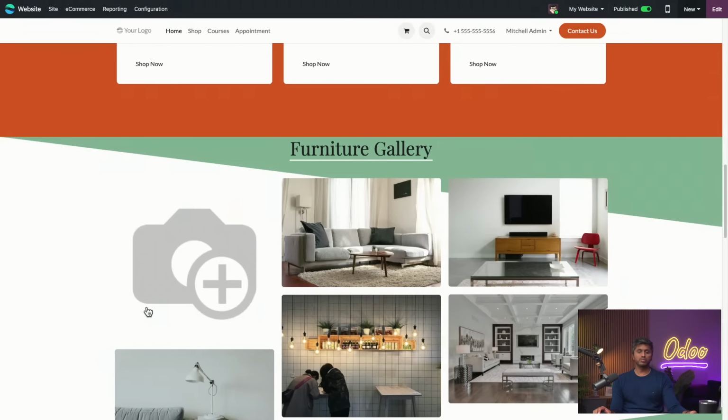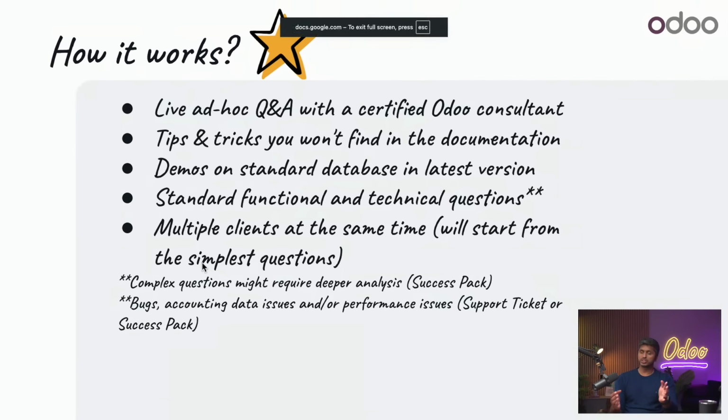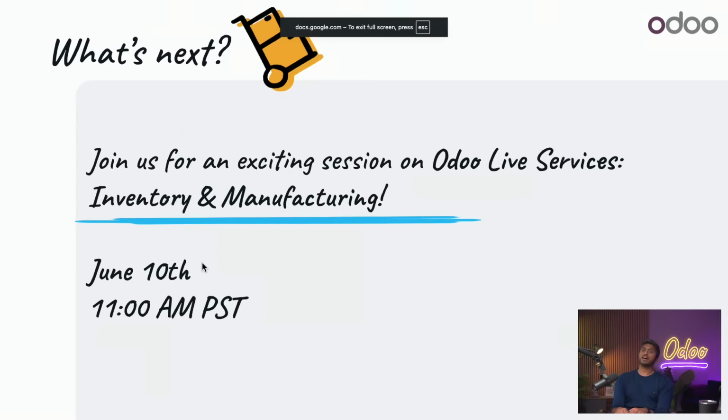So I'm going to quickly show you what's going to happen next. Remember that we have the sessions ongoing. The next session is going to be discussing inventory and manufacturing, and that's going to happen on June 10th at 11 a.m. Pacific time. So make sure to join us again.